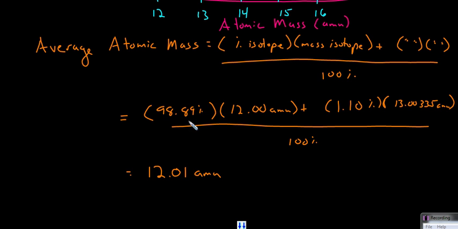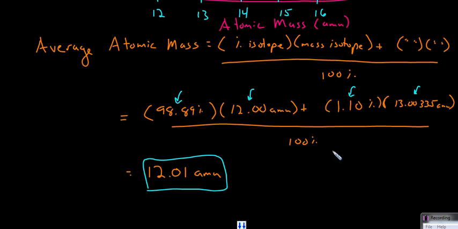And so in our case, we've got 98.89% of carbon is carbon-12, and we multiply that by the mass of carbon-12, and then also consider that 1.10% of carbon on Earth is carbon-13, and its mass is actually 13.00335 atomic mass units. And then I'm not going to include the carbon-14 because it's so infinitesimally small as a percentage of all carbon on Earth. Divide by 100%, and then we get that our average atomic mass is 12.01.